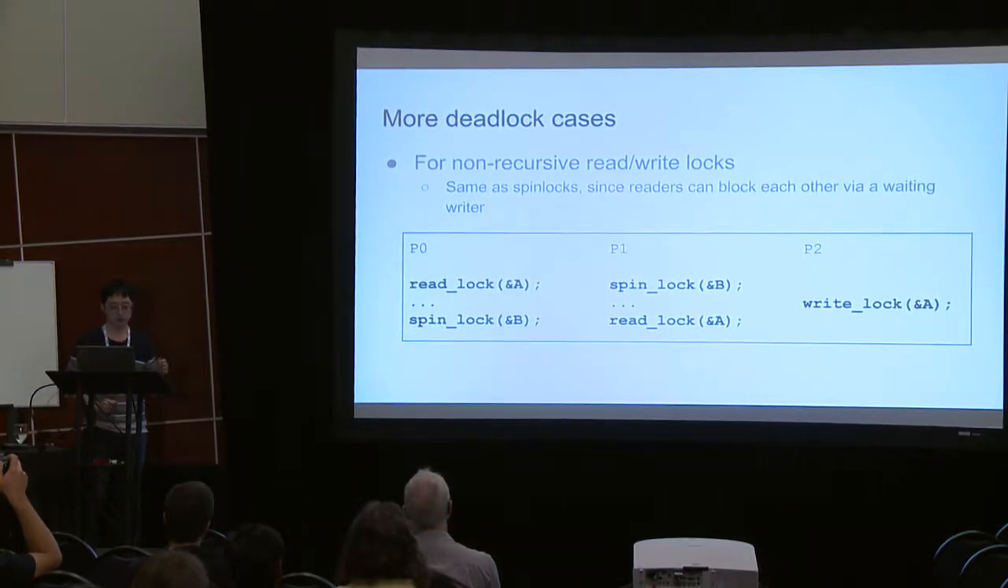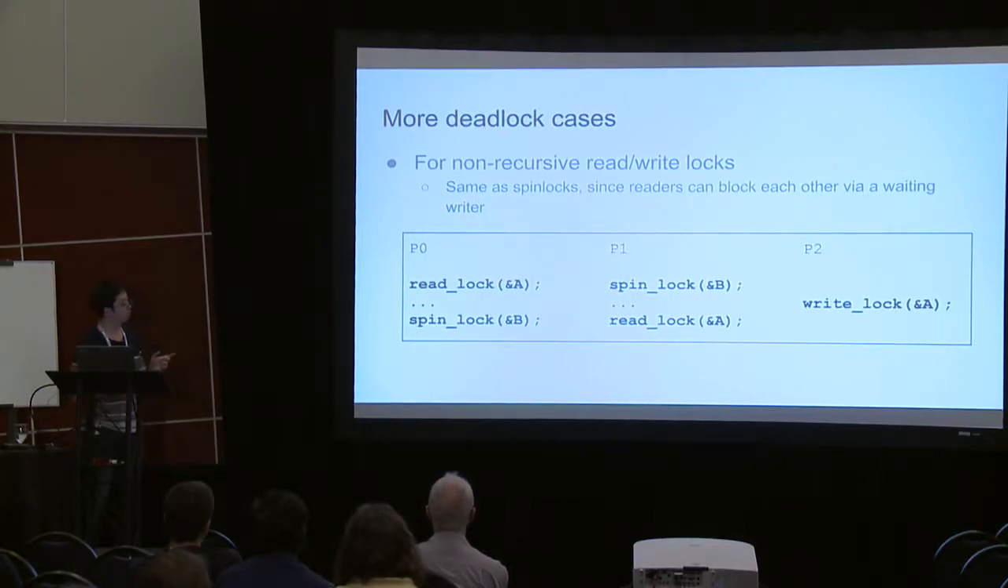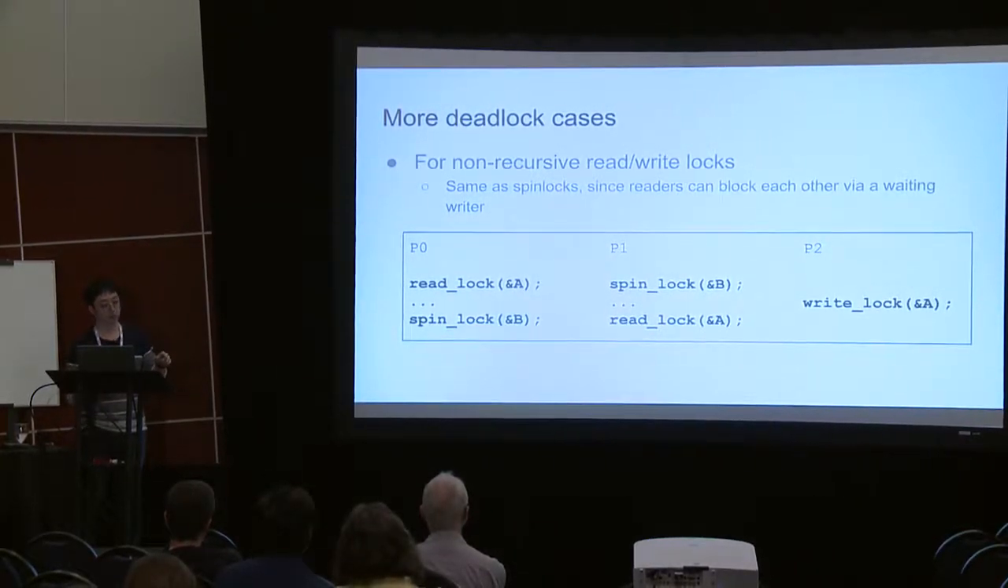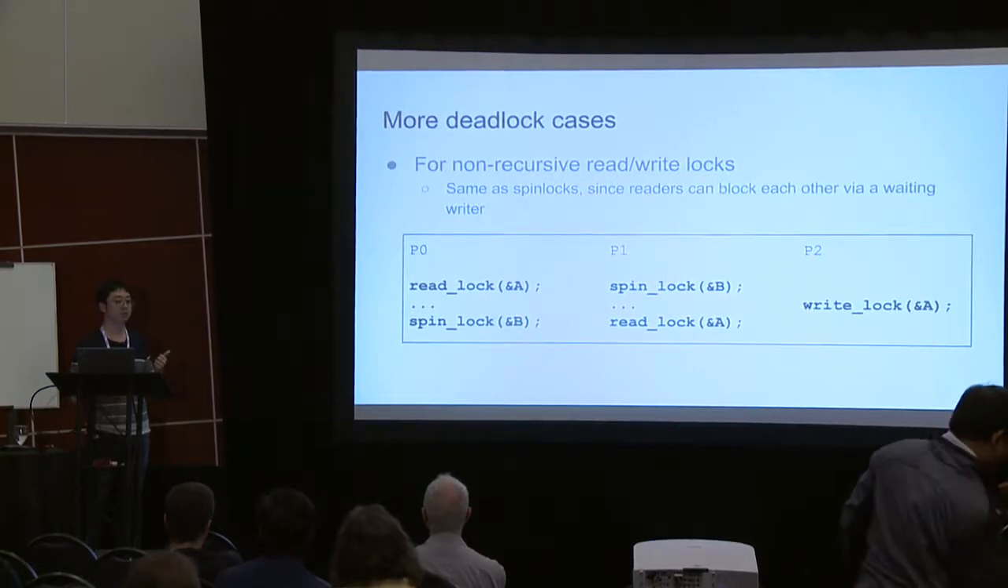Since we have those read-write locks, we have more deadlock cases. For the non-recursive read-write lock, it's the same as the spin lock, since we know that a reader can block another reader, which is like a spin lock blocking another spin lock. So this case is a deadlock, similar to the ABBA deadlock. P2 may be an irrelevant task that comes after P0 grabbed lock A as a reader lock, so the read lock on P2 cannot get the lock. Okay, I think everybody can understand this example, right?